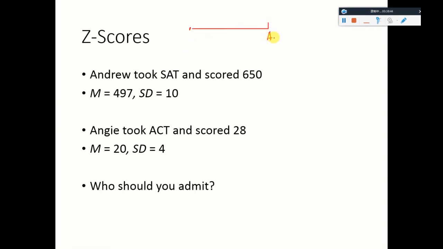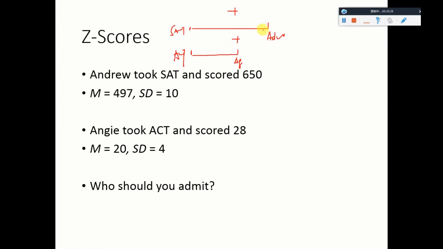that's Andrew's score. And if we, at the same position, place the mean of ACT, right? So this is SAT, ACT. So if we also place the mean for ACT at exactly the same position as SAT, then we can ask, well, how far away is Angie's score from the ACT mean? So this is the positive distance.